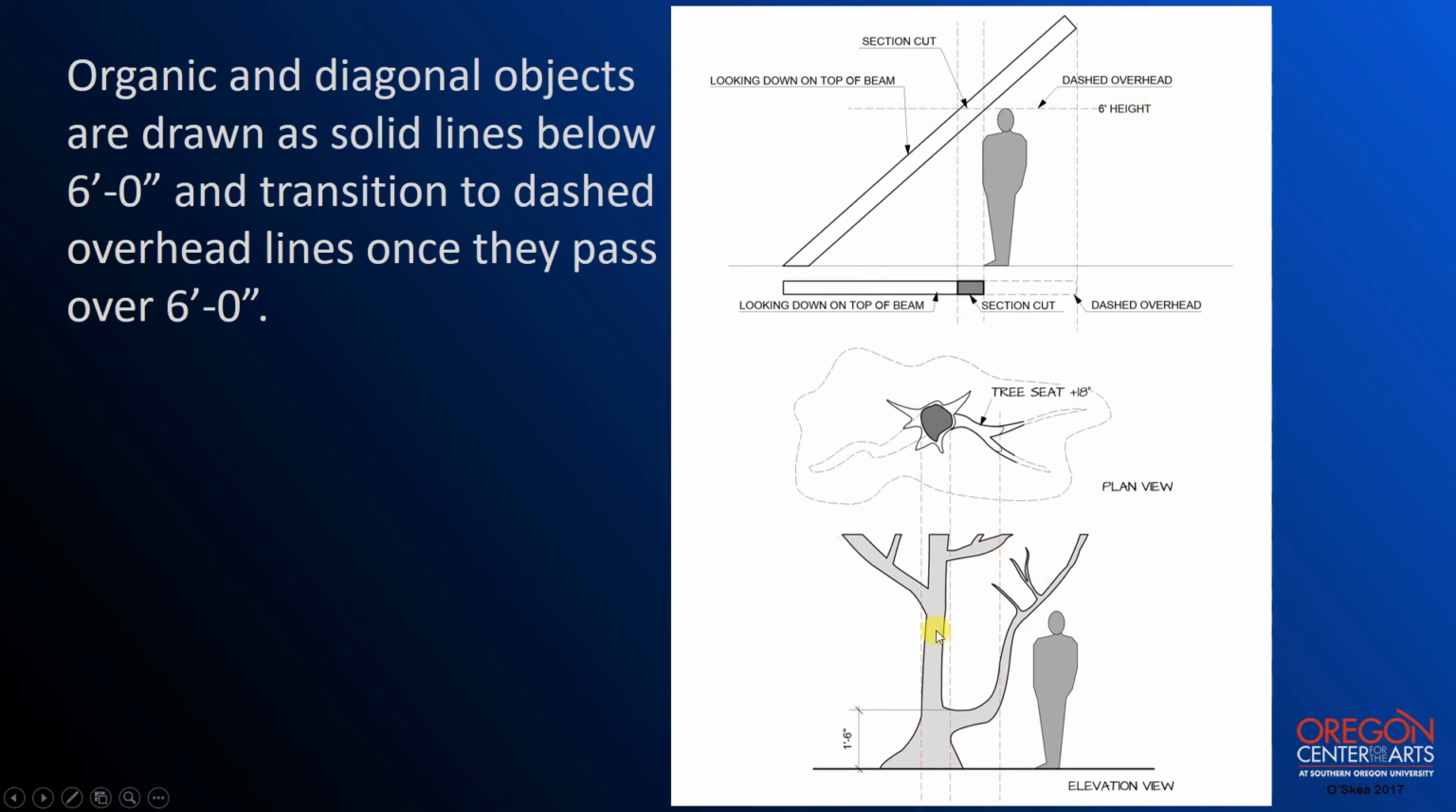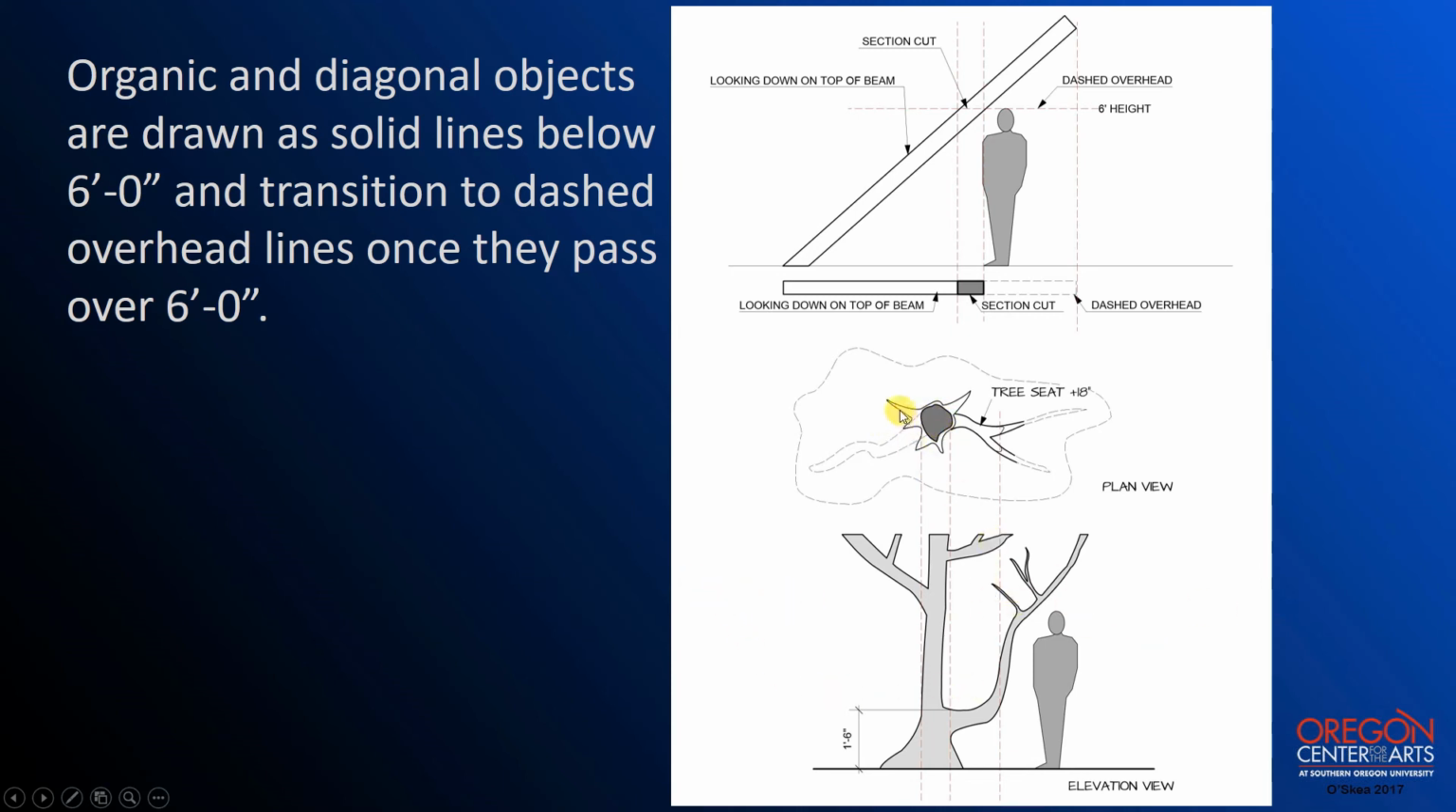Same thing is going on with that little tree down over here. So if we have a little 1 foot 6 inch high spot on our tree where an actor could come and sit down and hang on to this part of the tree and so on, well, the tree trunk is drawn as a section cut like any other wall because we are going to cut through that tree trunk at the 6 foot mark.